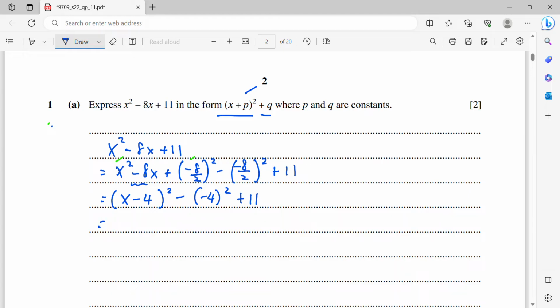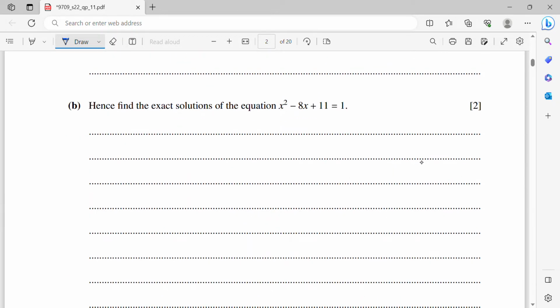Okay, so from here we can simplify and get the answer as (x minus 4) squared, then minus the square of negative 4. This is basically minus 16. Minus 16 plus 11 is minus 5. Okay, so that is the form that we need to write.